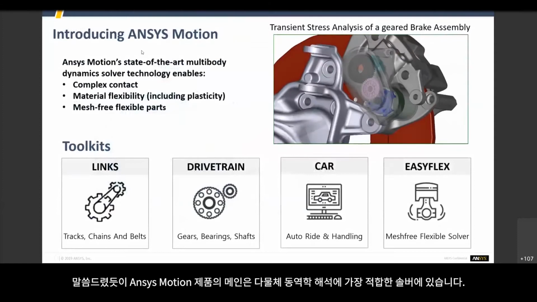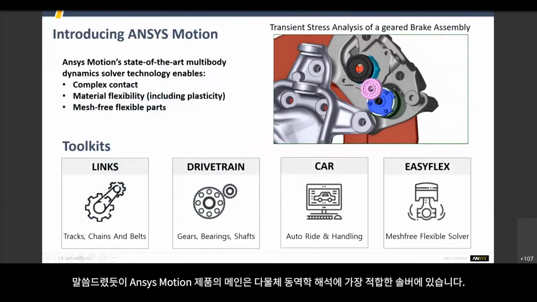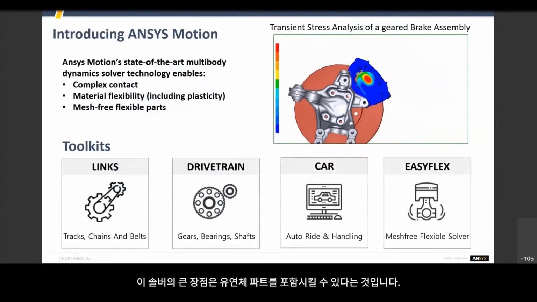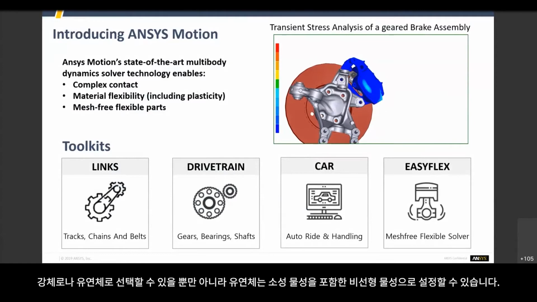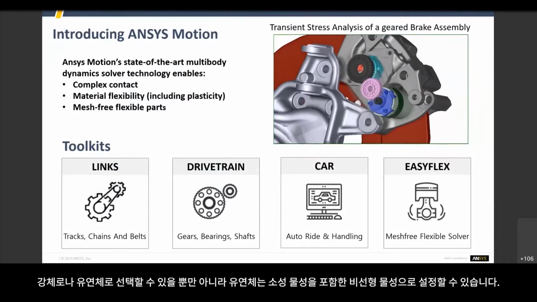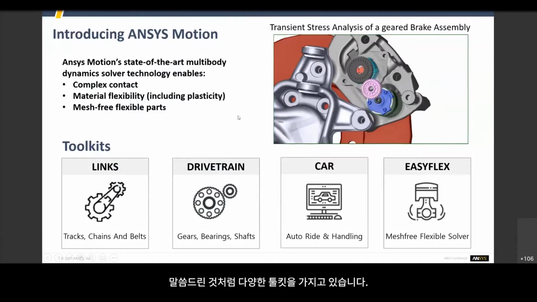So that main Ansys Motion product, like I said, is a complete solver suite in its own right. It enables you to do multi-body dynamics. The key thing here, though, is it enables you to do it with flexibility included. So you can declare parts to be rigid or flexible, and those flexible parts can even have non-linear material data associated with them, and they can go plastic. It's got this series of toolkits, like I said.